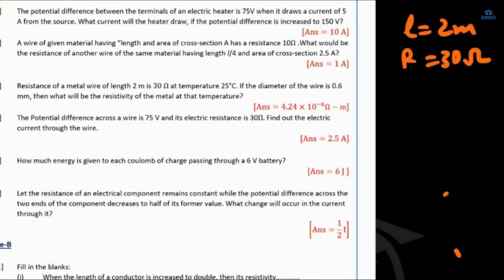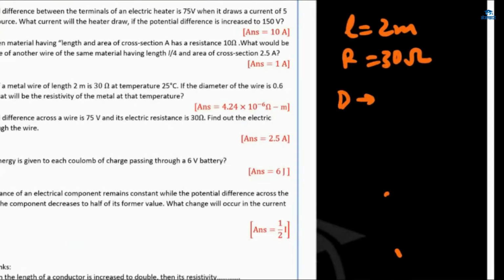At temperature, nothing to do with that. If the diameter of the wire is 0.6 mm, okay, fine. Diameter is given, okay? You have to solve for radius first. So diameter is 0.6 mm, it means radius will be smaller. Radius will be what? 0.3 mm. Yes or no?